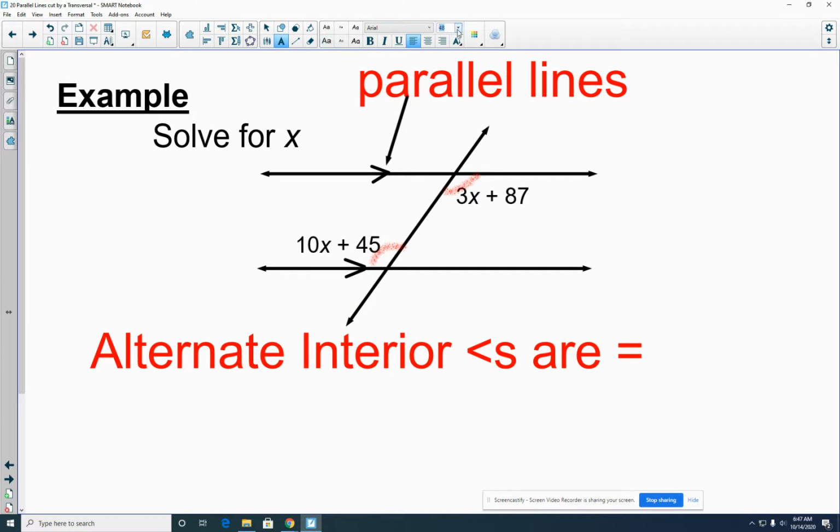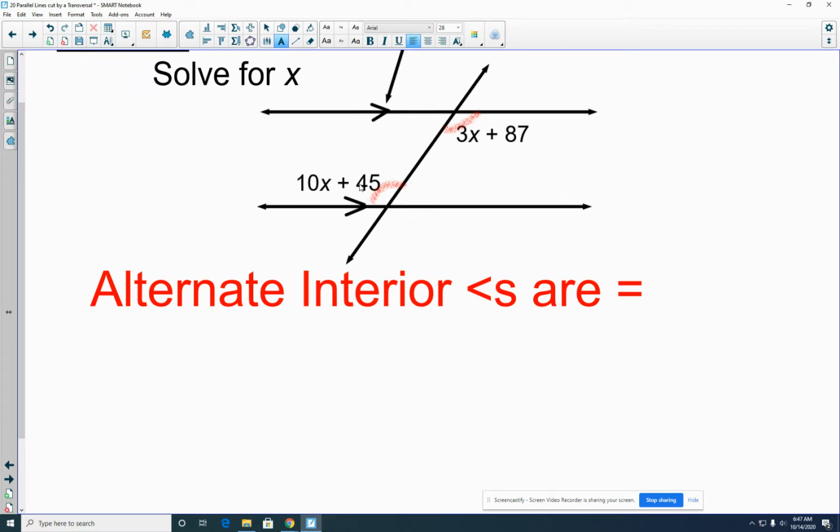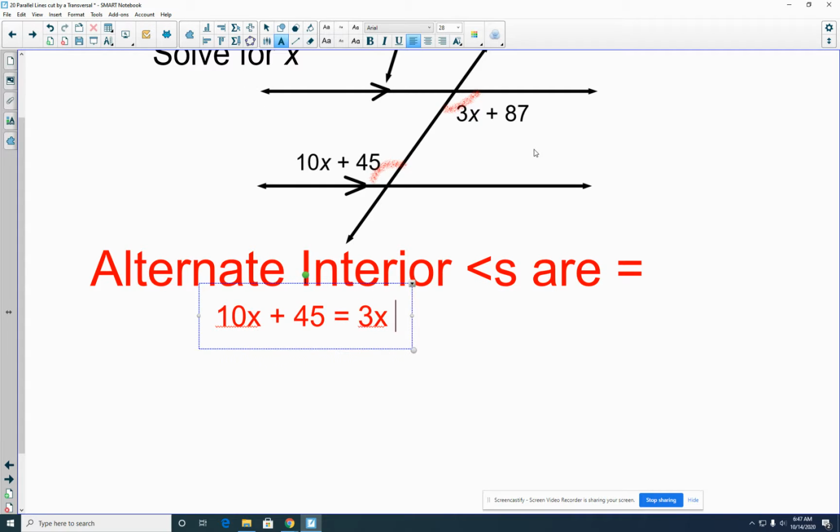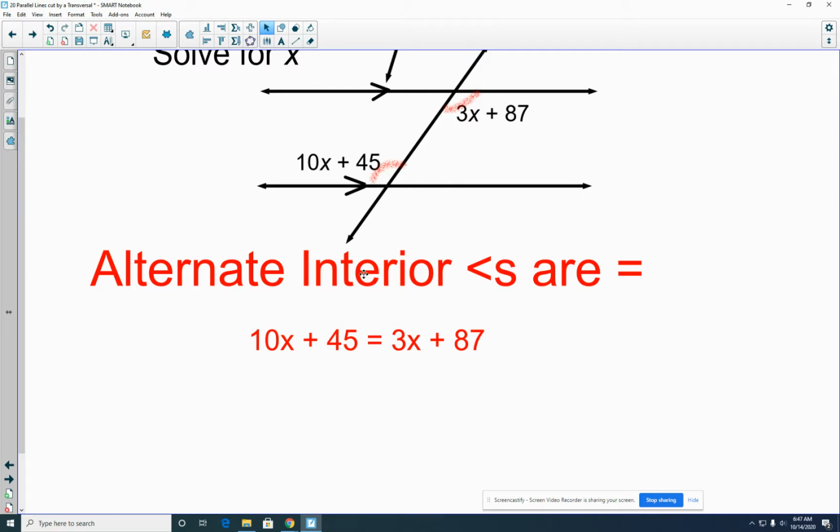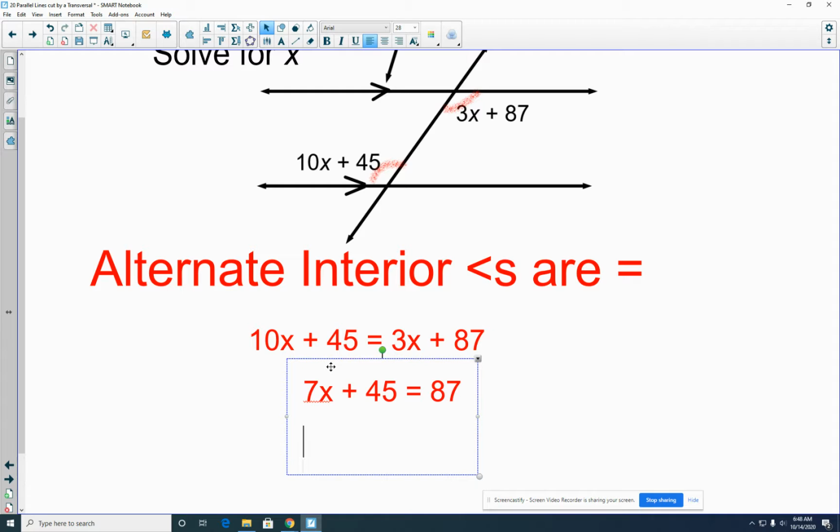So now I can write an equation. I would take my two expressions, because think about it: if this angle was 100, this angle would have to be 100. Whatever this angle is, this angle is equal to it. So I know that 10x plus 45 equals the other angle, which is 3x plus 87. Now I would draw my line down the middle and subtract 3x, and I would get 7x plus 45 equals 87. Then I would subtract 45 from both sides and get 7x equals 42.